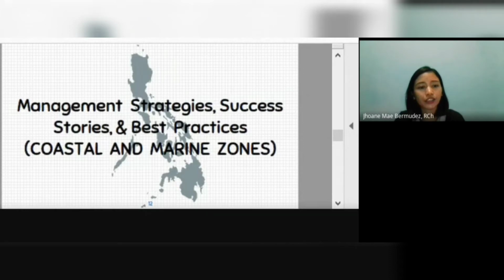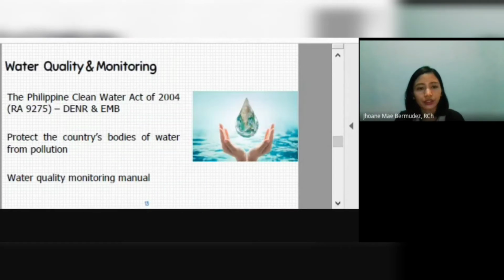For the management strategies, success stories, and best practices, the first, again, we have water quality and monitoring, the Philippine Clean Water Act of 2004 by DENR and EMB. This is to protect the country's bodies of water from pollution. And we have the water quality monitoring manual.